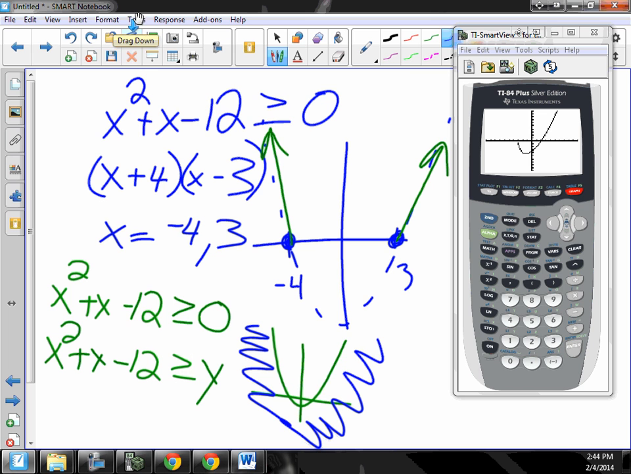Okay. A harder one would be, well, what about number 3? Number 3 is not hard, but what do you need to do? You need to move that 4 over before you do anything else. It has to equal 0. Okay?